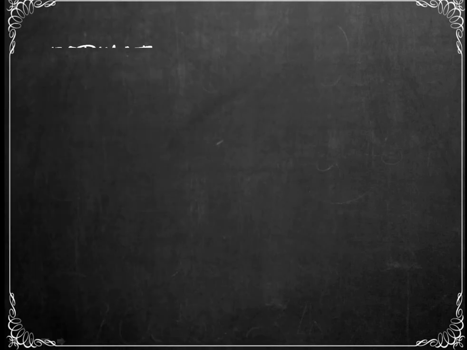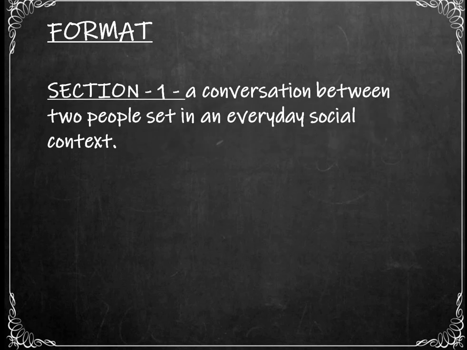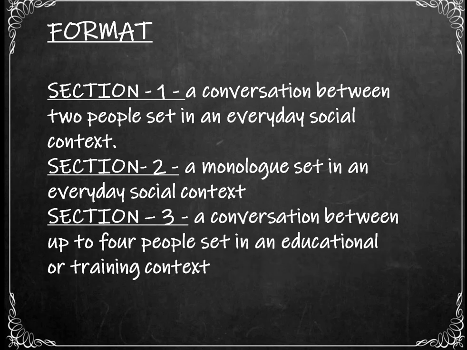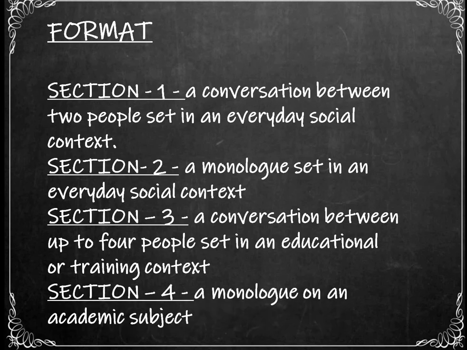The next thing we're going to see is the format. The first section will be a conversation between 2 people set in an everyday social context. Section 2 is a monologue set in everyday social context as well. Section 3 is a conversation between up to 4 people set in an educational or a training context. So the first 2 sections are social contexts. The section 3 and section 4 will be a conversation or a monologue based on an academic subject.